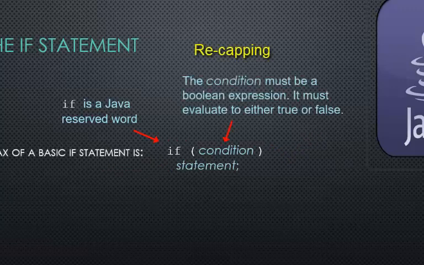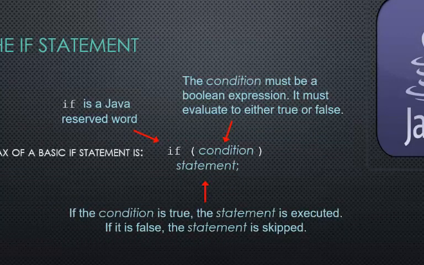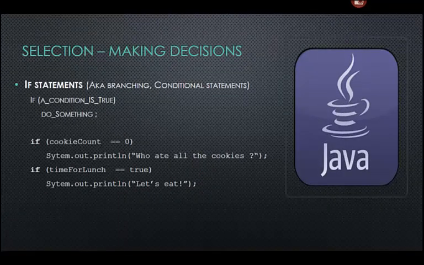The condition must be a Boolean expression, which means it must evaluate to either true or false. If the condition is true, the statement is executed. If it is false, then the statement is skipped. There's some other terminology that is frequently used when we're talking about if statements. You may come across the term branching or conditional statements. So if a condition is true, we're going to do something.